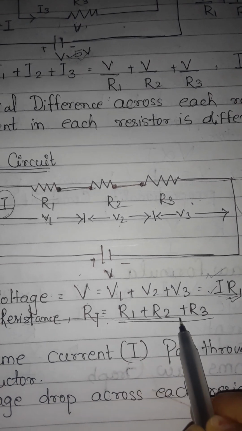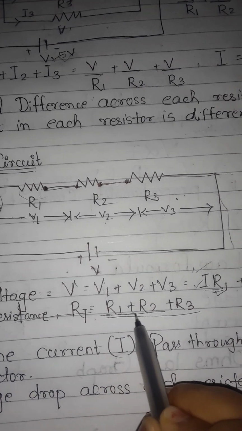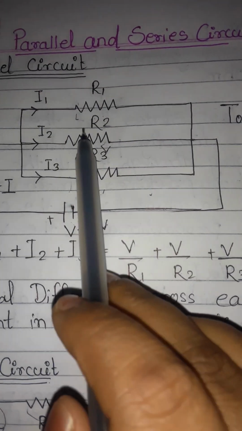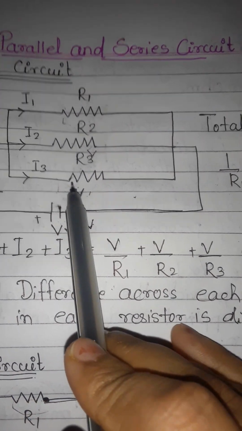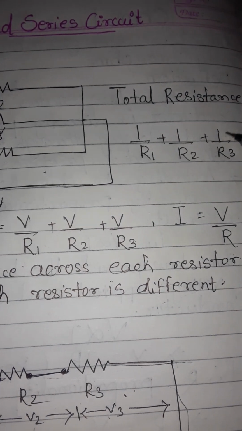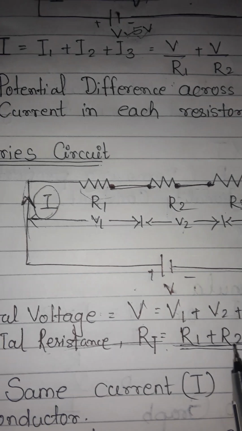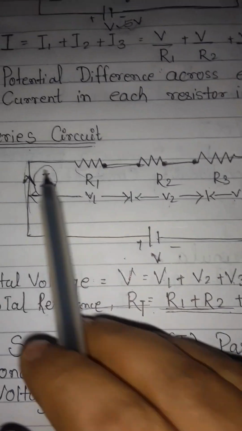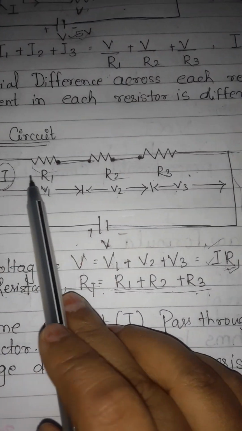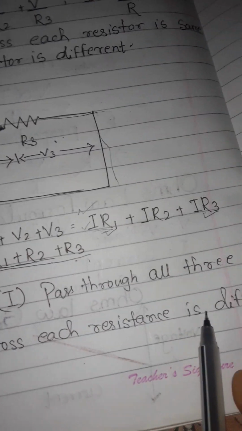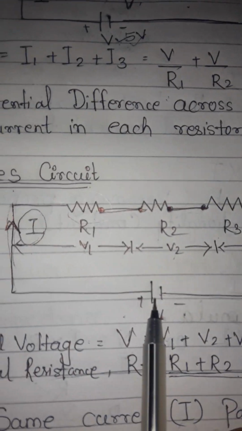In a series connection, we simply add the resistances: R1 plus R2 plus R3. But when we find the total resistance in a parallel connection, it will be 1 by R1 plus 1 by R2 plus 1 by R3. So the same current I is flowing through all the resistors, but the voltage drop across each resistance is different in a series connection.